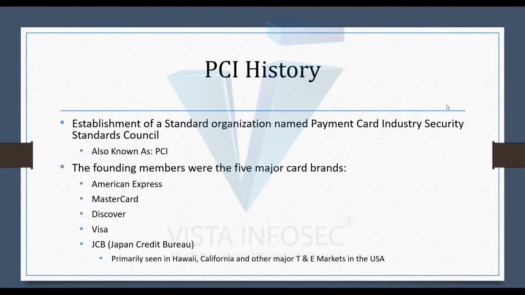Amex, MasterCard, Discover, Visa, and JCB, Japan Credit Bureau. Now, in case you've not heard about it, no problem. Even I haven't seen it much, but they are primarily in Hawaii, California, and other tertiary markets in the USA.